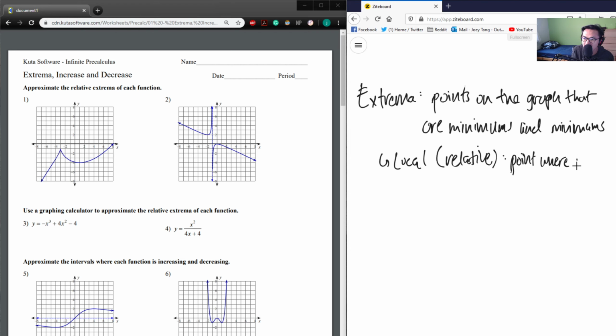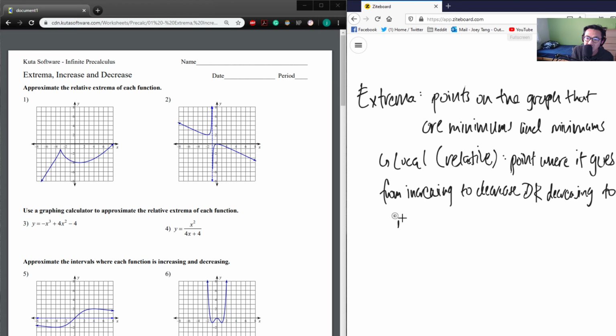it switches, so it's increasing, point where it goes from increasing to decreasing. And this would be specifically for local maximums, but then if you have a local minimum, it swaps. So for a minimum, this would be from decreasing to increasing.